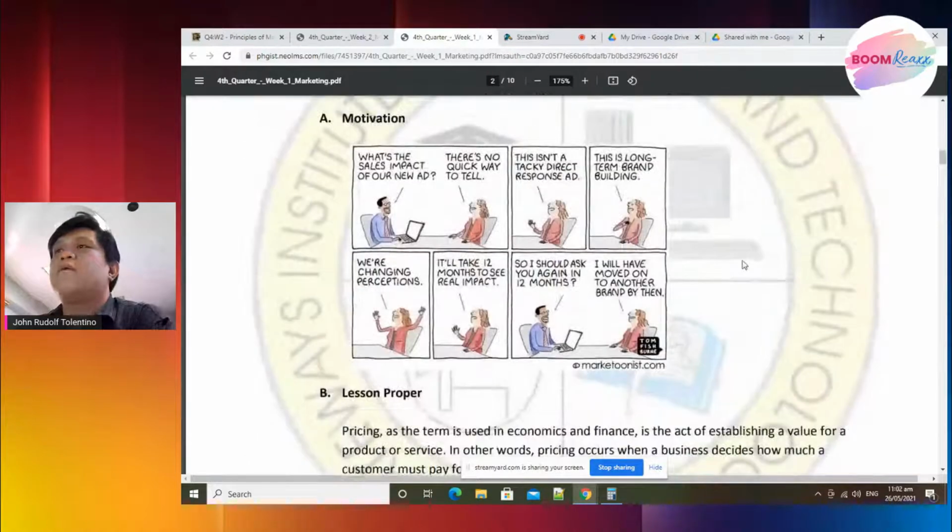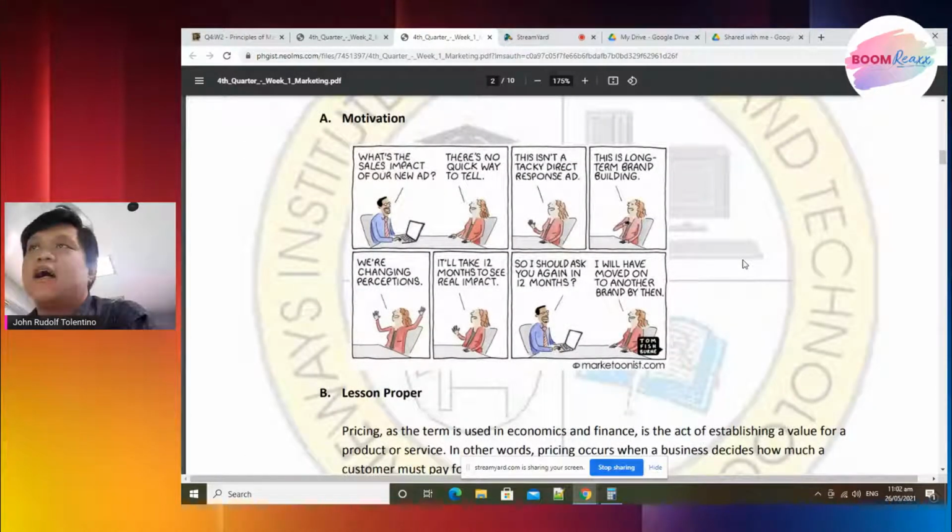Okay, so we have here the motivation picture. So what's the sales impact of a new advertising ad? So there's no quick way to tell. Okay, so yun yung usapan ng boss ng marketing manager. It isn't a tacky direct response advertising. This is a long-term brand building or changing perceptions. It takes 12 months to see the real impact. So it should ask again at 12 months. I will have to move another brand by then.